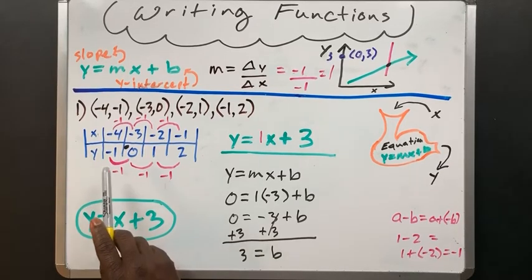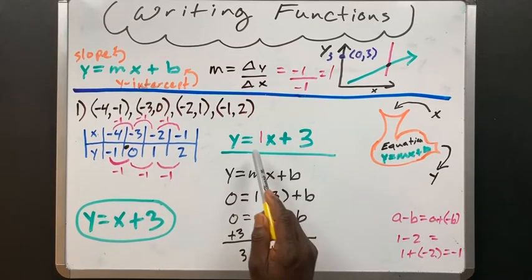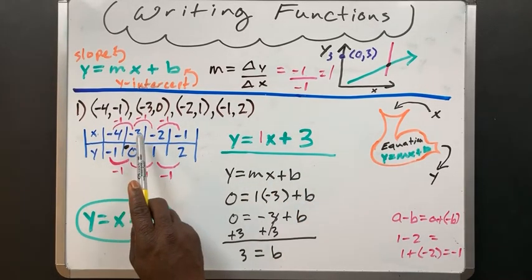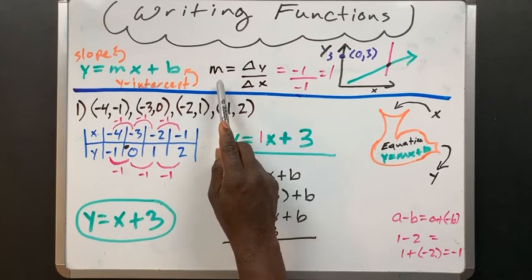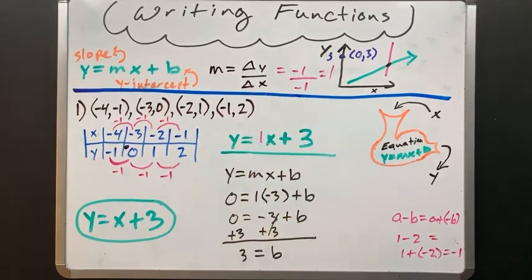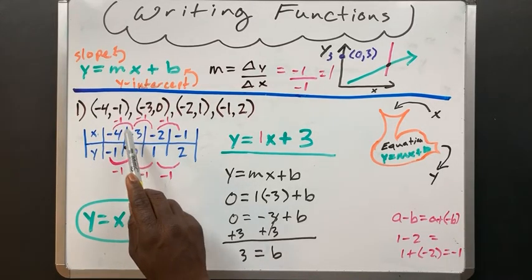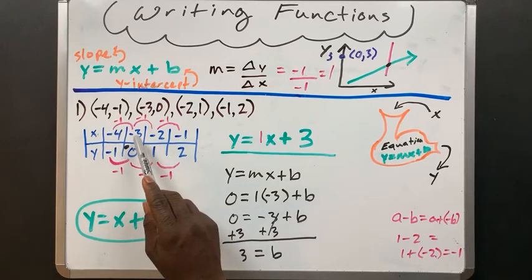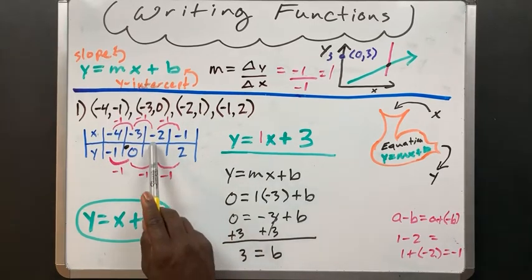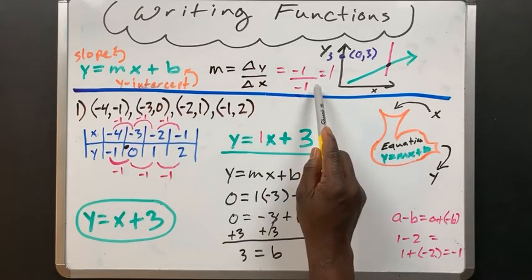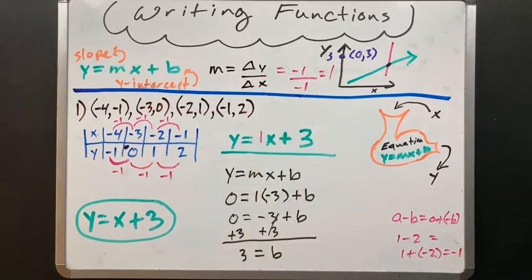So then we had to first find the value of the slope. The slope, m, means change in y over change in x. So for the change in x values, I went -4 minus -3, that was -1. -3 minus -2, -1. -2 minus -1, -1. It was a constant change for x of -1, so I put -1 there for the change in x.